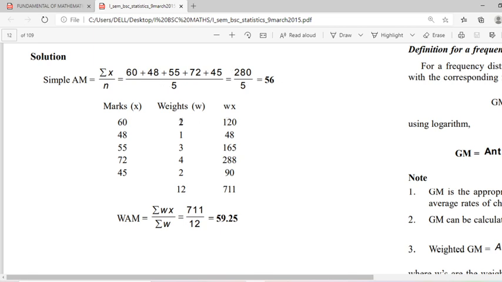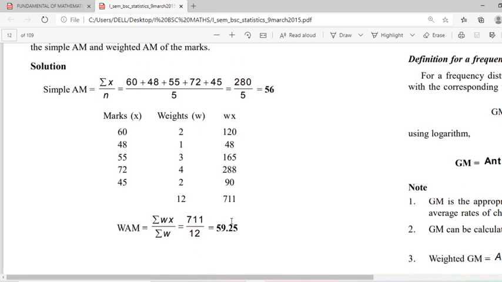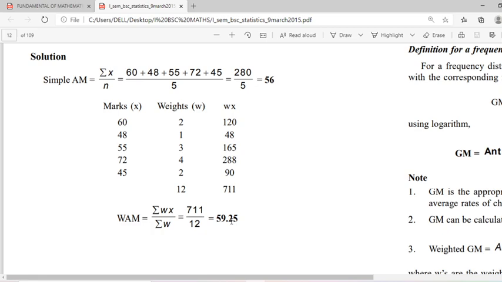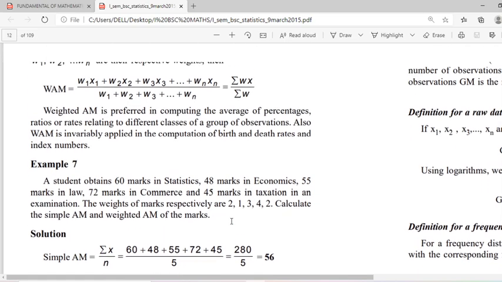So what is the weighted arithmetic mean? You multiply each mark with its weight, that is Wx: 120, 48, 165, 288, 90. The total is 711. Dividing by the total weight gives 59.25. So this is the weighted arithmetic mean.